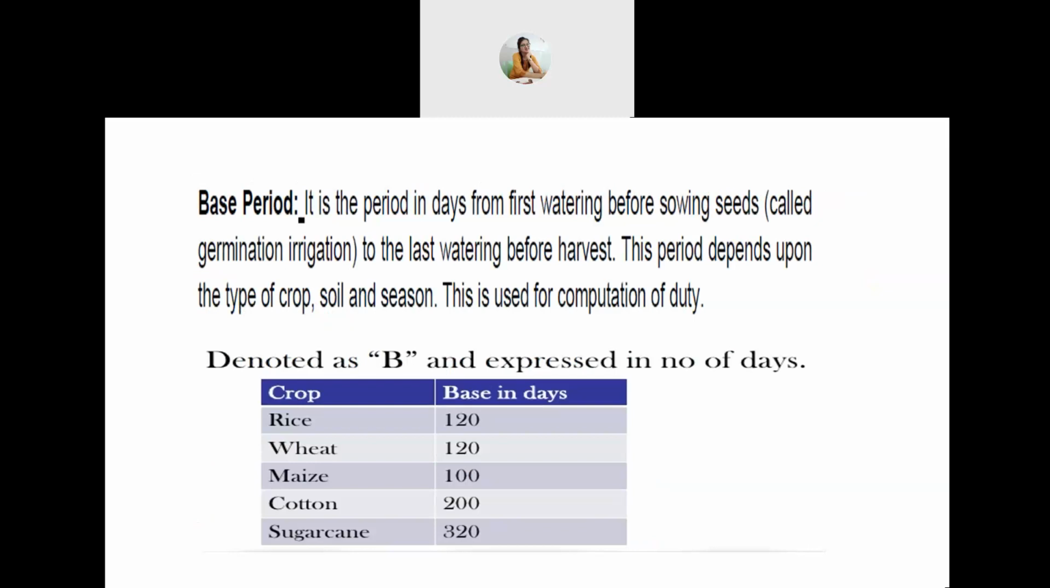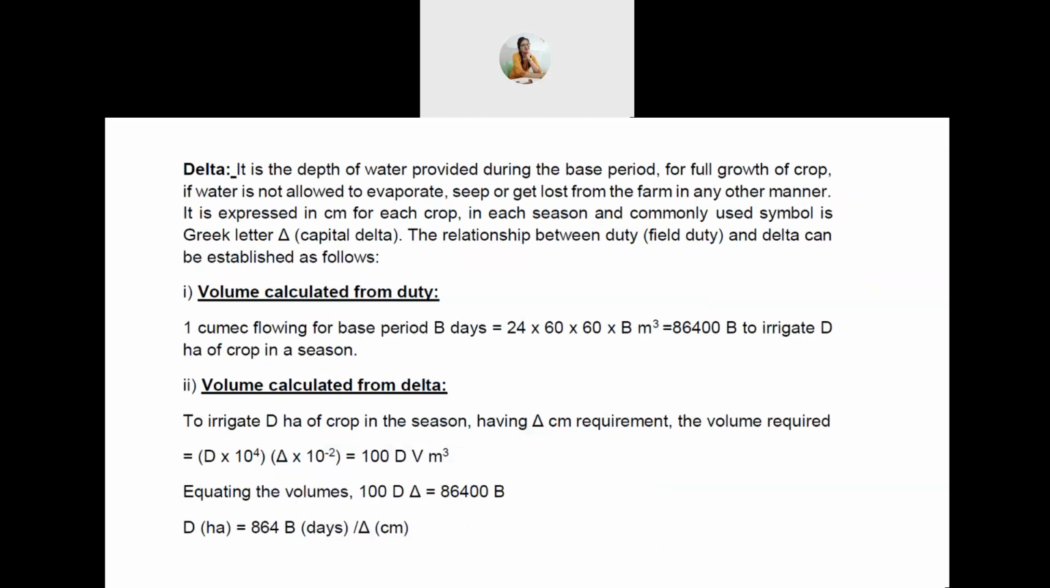So here I have shown you a table of the crops and the base period in days. So the crop rice, its base period is 120 days. Wheat 120 days, maize 100 days, cotton 200 days and sugarcane 320 days.